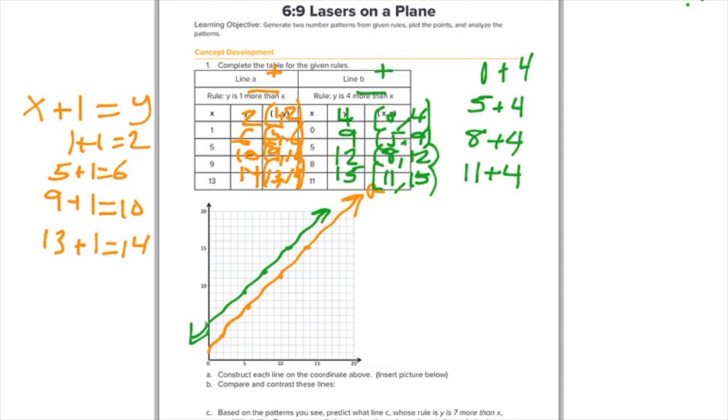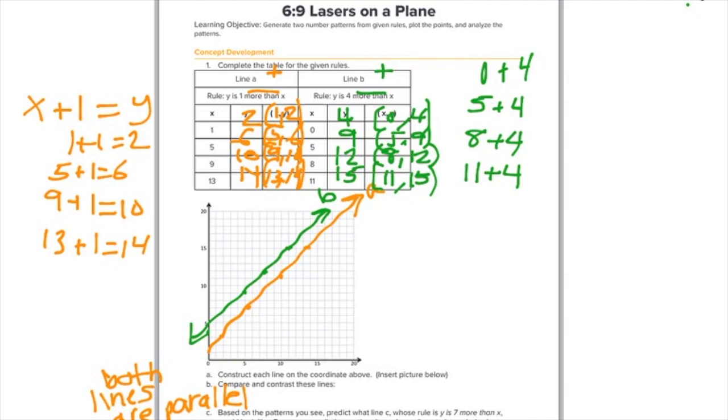All right. Oh, I forgot to label it. Label it B. Okay. Now that we've done that, we're going to compare and contrast them. What's something you notice that's the same or different about them? Well, I noticed that they're parallel to each other. Both lines are parallel. If they keep going and keep going and keep going, they're never going to cross.